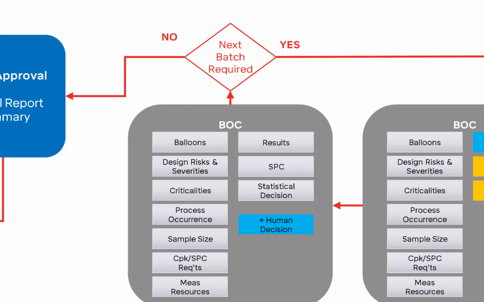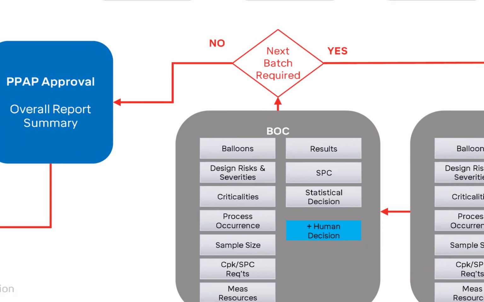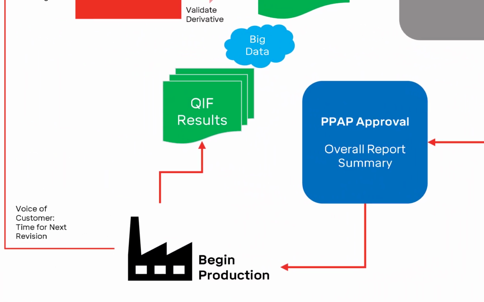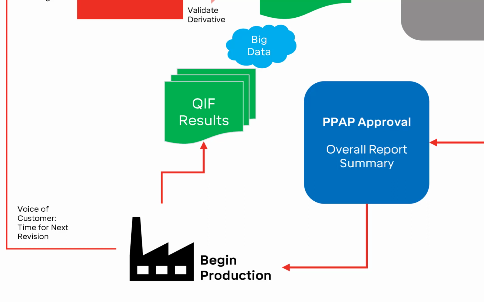So, determination: do we need a new batch? Do we need to cycle through this again? If so, you keep looping until everything looks good. You reach the stage of PPAP approval. Now it's time to enter into full production.